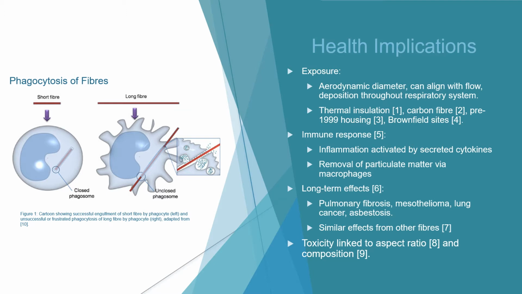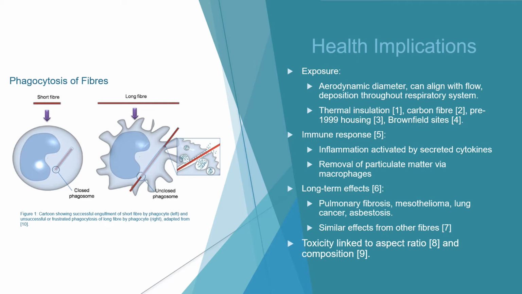Fiber shape can enable deposition quite far into the lower respiratory system, considering the aerodynamic diameter and how they can align with the direction of flow. Exposure can be from many different situations, such as handling insulation, working with carbon fiber, or from resuspension. This can cause inflammation within the lungs, amongst other things, and macrophages work on the removal of these fibers.